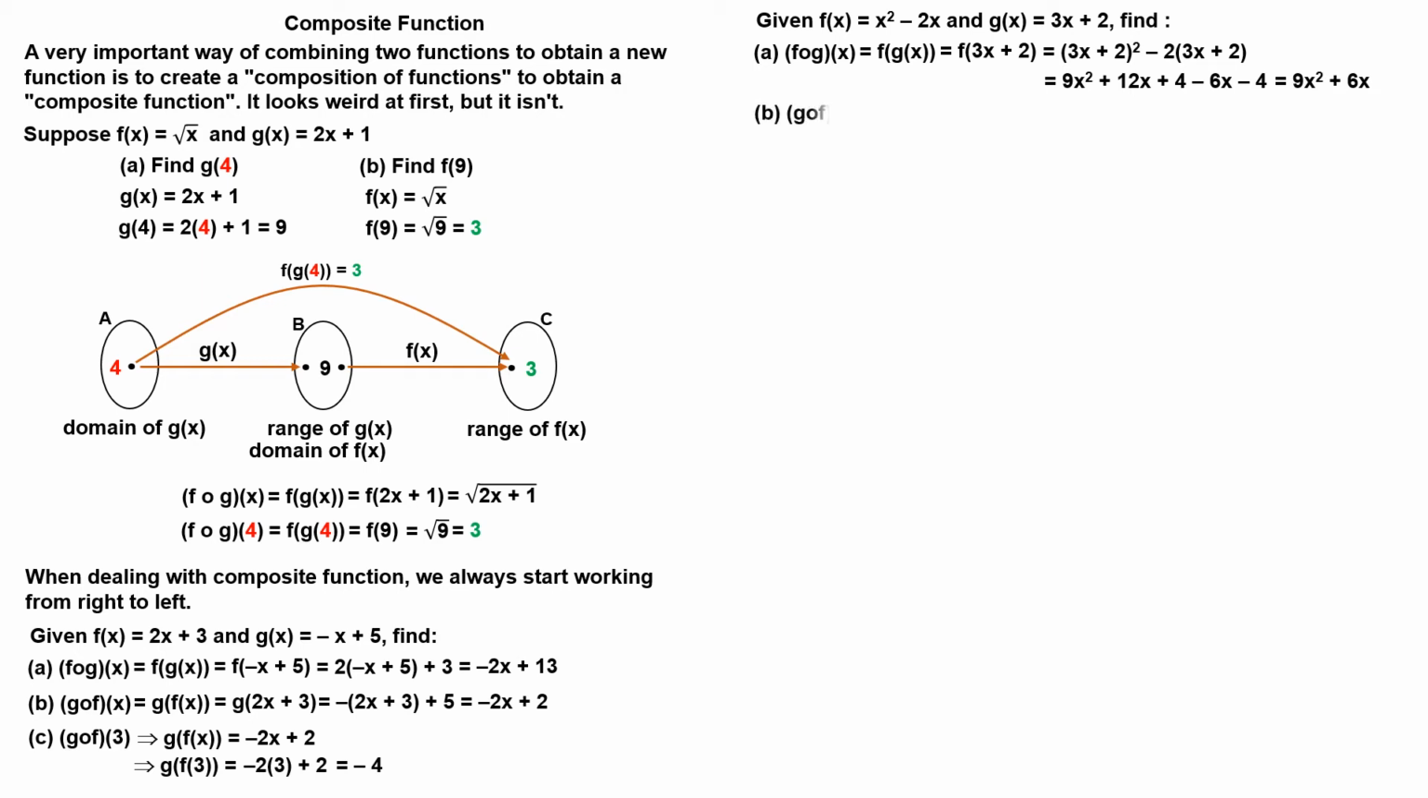Find g composed with f. Start by rewriting the notation to be more intuitive. Replace f of x with x squared minus 2x in the composition. Now look at the function g, and whenever we see x, we replace x with x squared minus 2x and perform any needed simplifications.